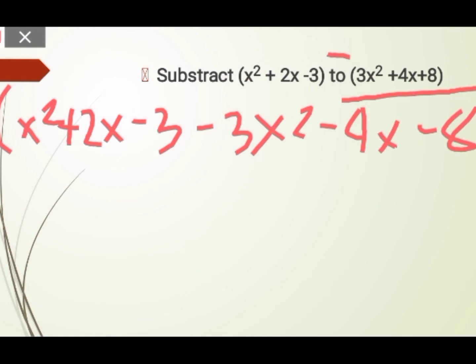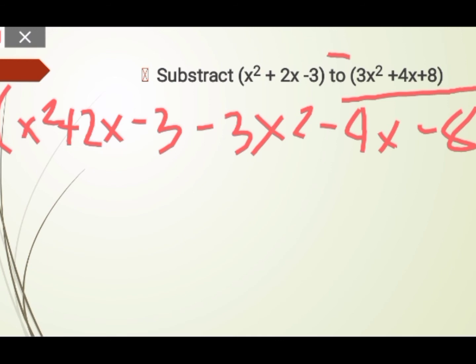In the first slide, in adding a polynomial, you can automatically combine similar terms. But in subtracting polynomials, first you are going to distribute the negative sign. After distributing the negative sign, combine the similar terms.